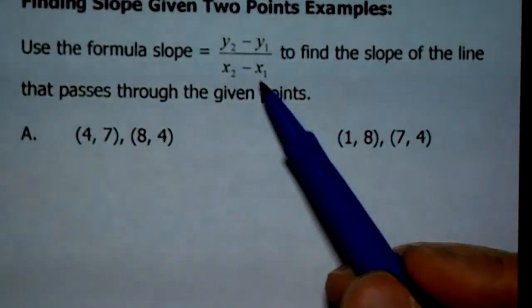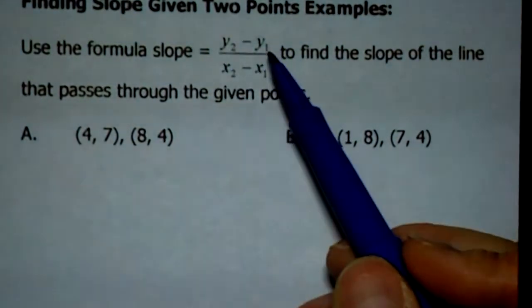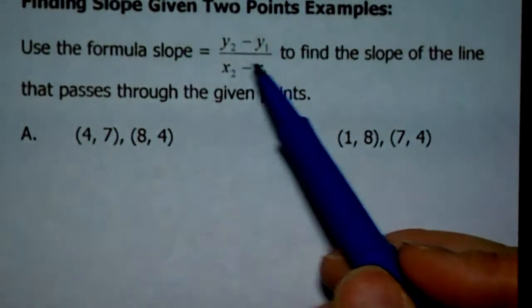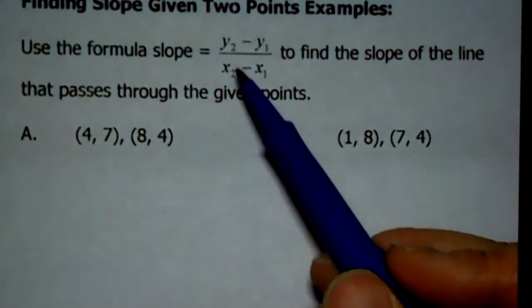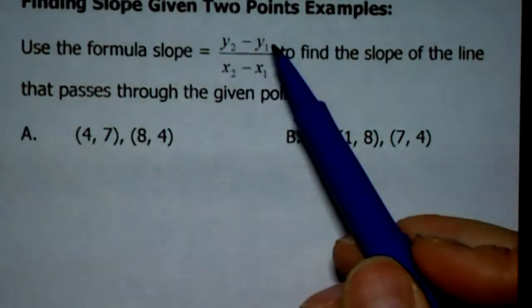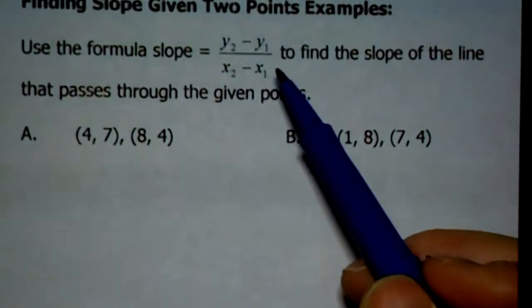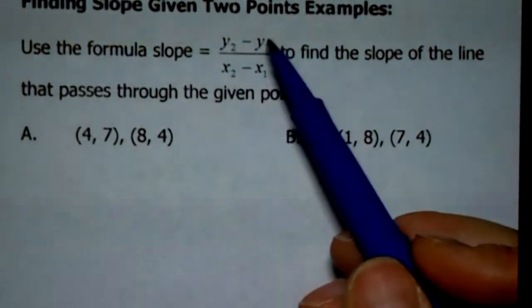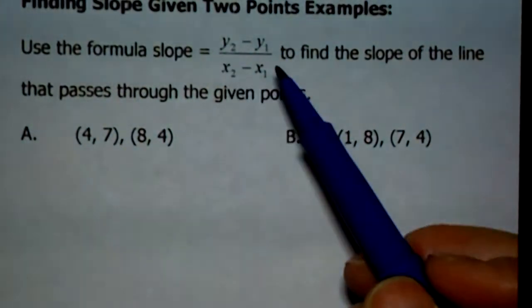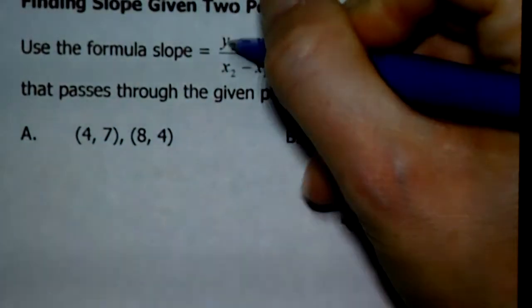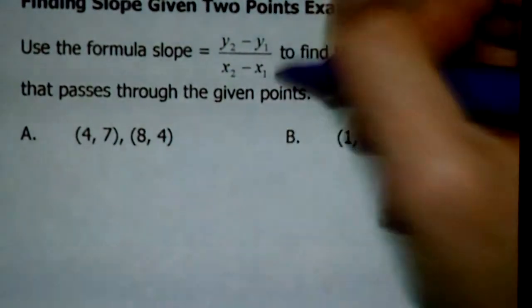I always get the question of, can I take y1 minus y2 instead? It doesn't matter as long as the order is the same. So if you did y1 minus y2, you'd have to do x1 minus x2. You can't do y2 minus y1 and then take x1 minus x2. Hopefully that makes sense. So the 2's, if they're going to go first, they both need to go first. And the 1's both need to go second.